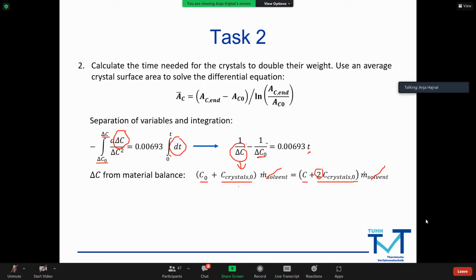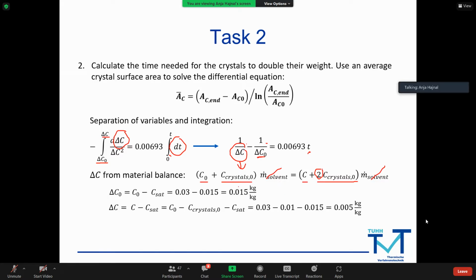Did somebody maybe already calculate the time? Because now if you calculate the delta C and you know how to determine the delta C, you can already know how much time we need for the crystals to double their weight. Do you already have 5.3 hours? Yes, that's true. Let's see now how she got this value.